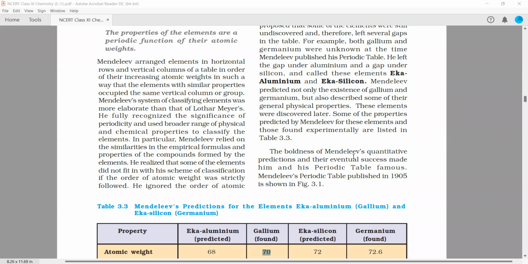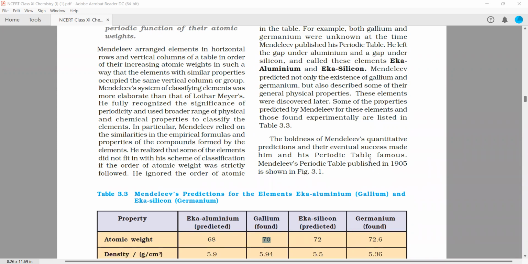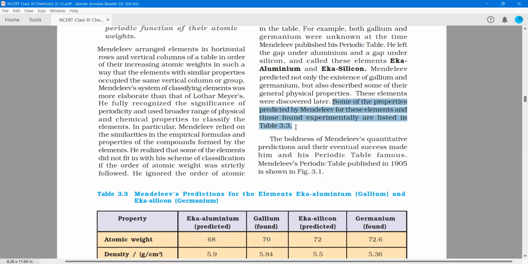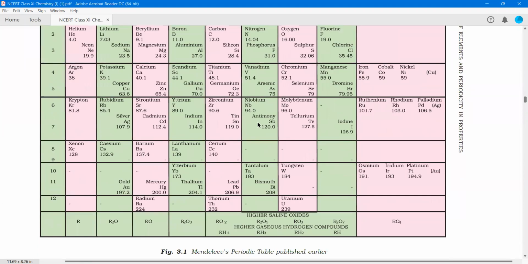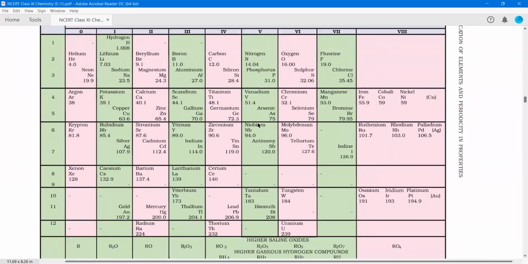So the boldness of Mendeleev's quantitative predictions and their eventual success made him and his periodic table famous. So we all know the periodic table by the name Mendeleev, right? Because he did some really great work by predicting the elements that were not found then, and also not just predicting the element but also predicting its chemical properties, physical properties, which is a big thing. So this is the very famous Mendeleev periodic table that was published earlier.